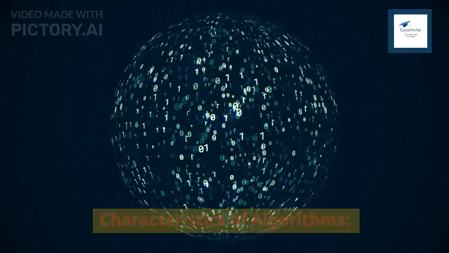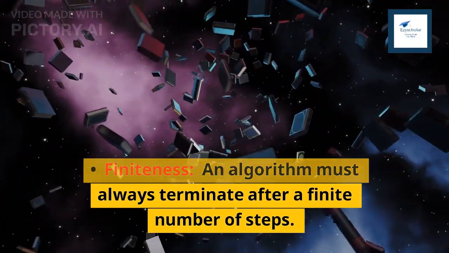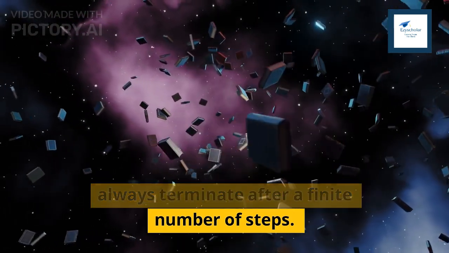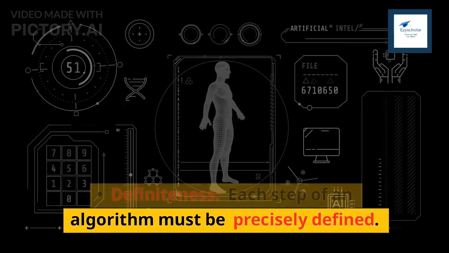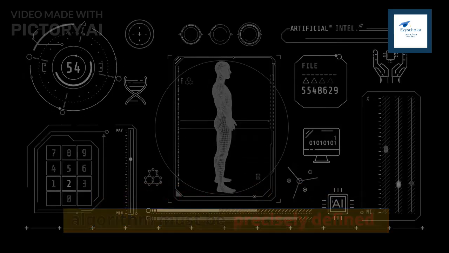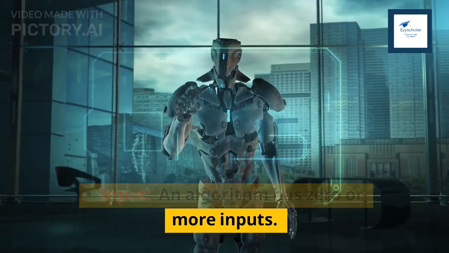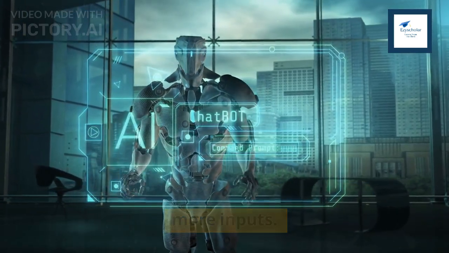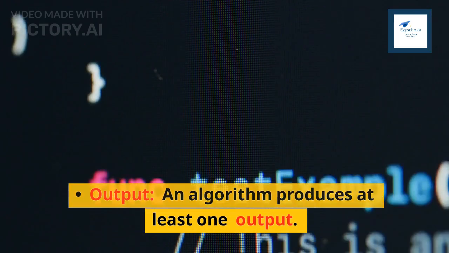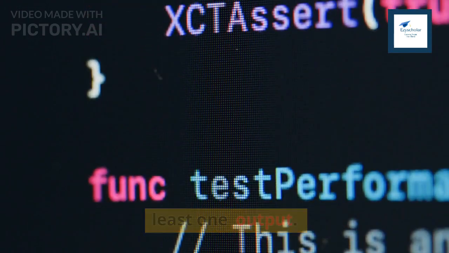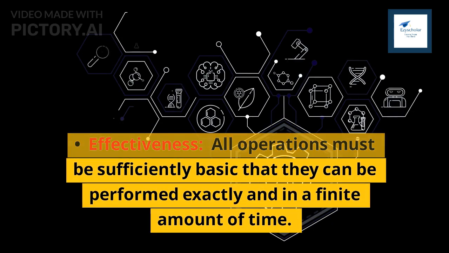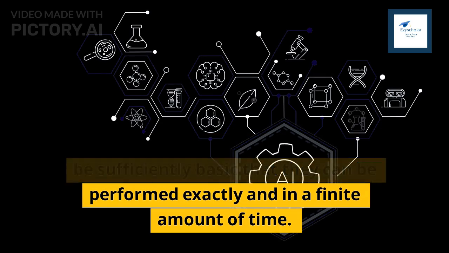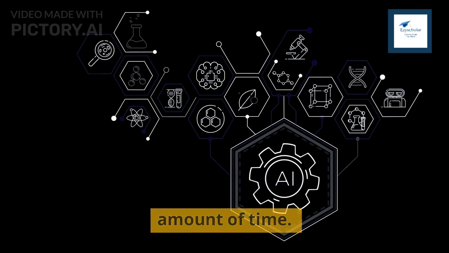Characteristics of algorithms. Finiteness: an algorithm must always terminate after a finite number of steps. Definiteness: each step of an algorithm must be precisely defined. Input: an algorithm has 0 or more inputs. Output: an algorithm produces at least one output. Effectiveness: all operations must be sufficiently basic that they can be performed exactly and in a finite amount of time.